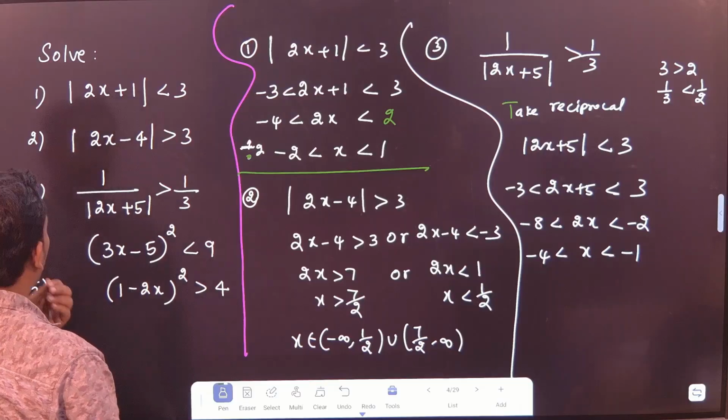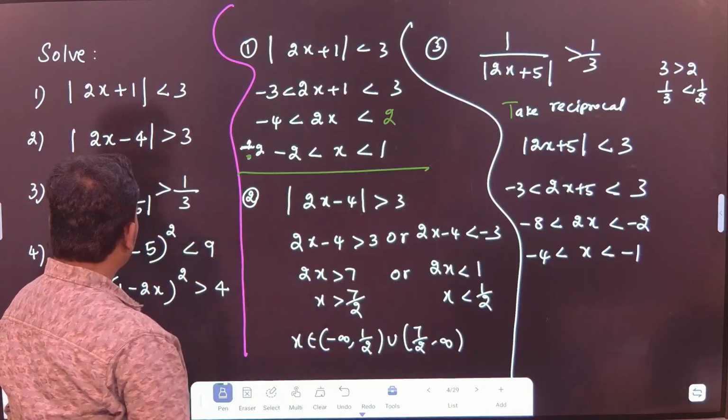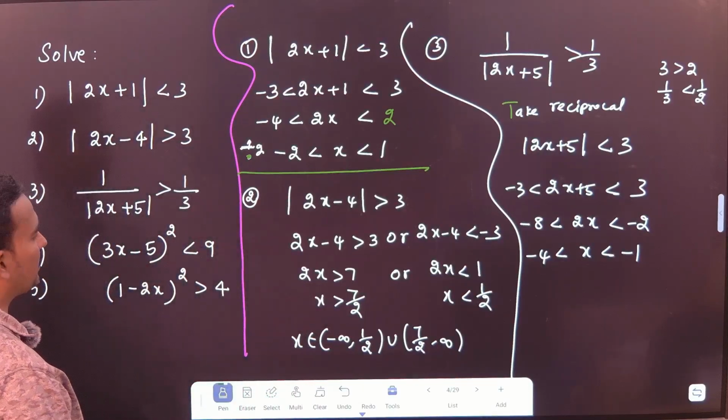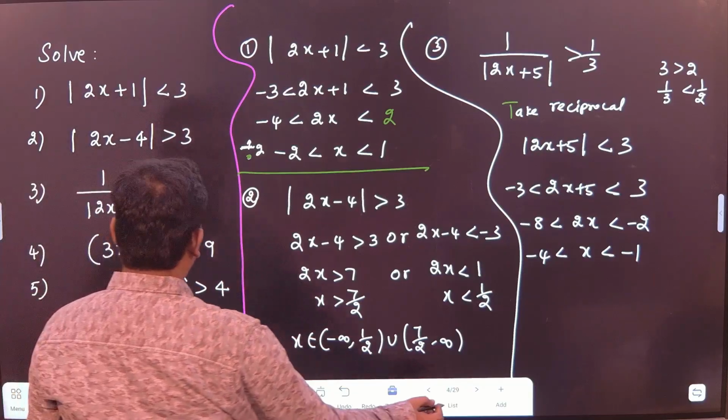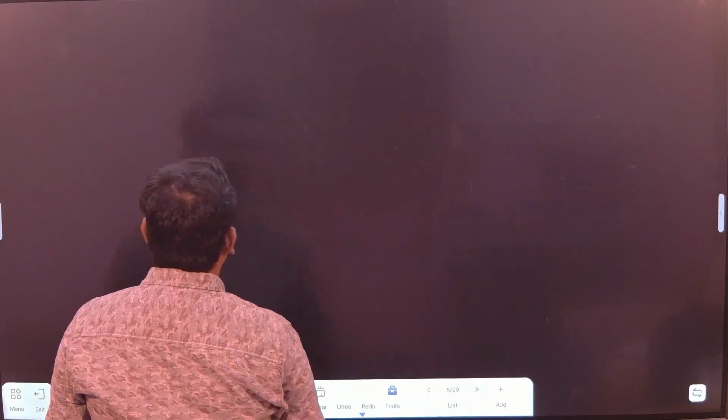Okay, next one. You can see 3x minus 5 whole square is less than 9. Let's take another page.